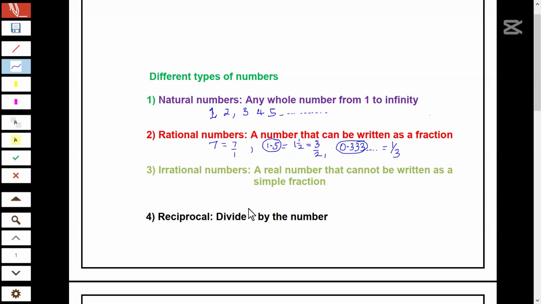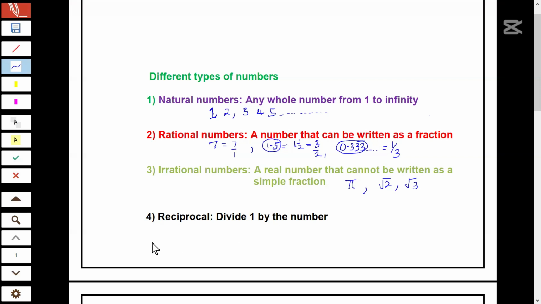Now, the next type of number is irrational numbers. Irrational numbers are real numbers that cannot be written as a simple fraction. For example, pi. Pi is an example of an irrational number. And then we have surds like √2, √3. These are examples of irrational numbers. They cannot be expressed as a simple fraction.